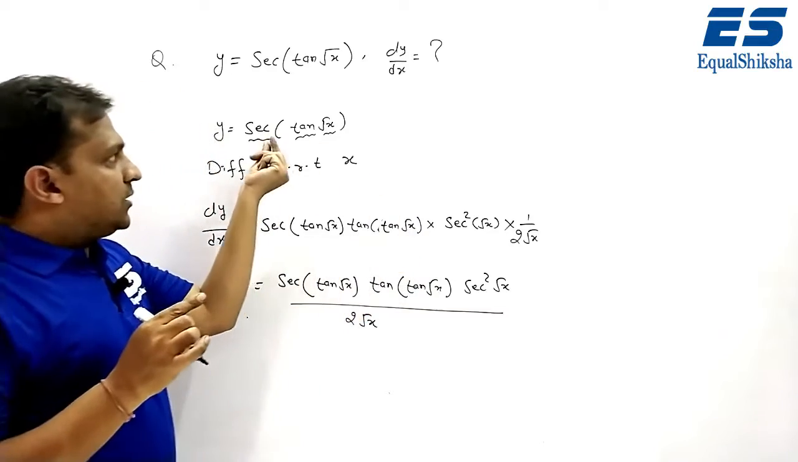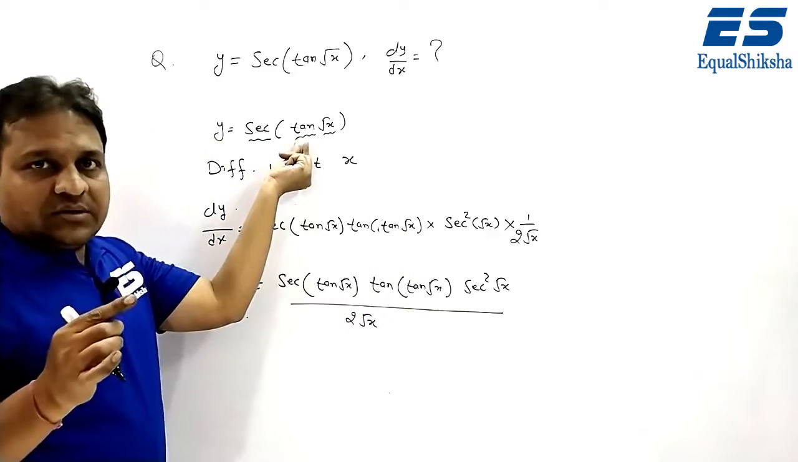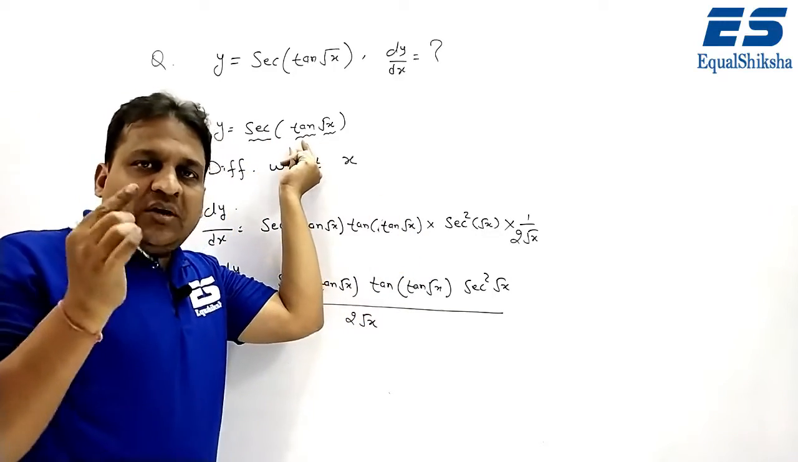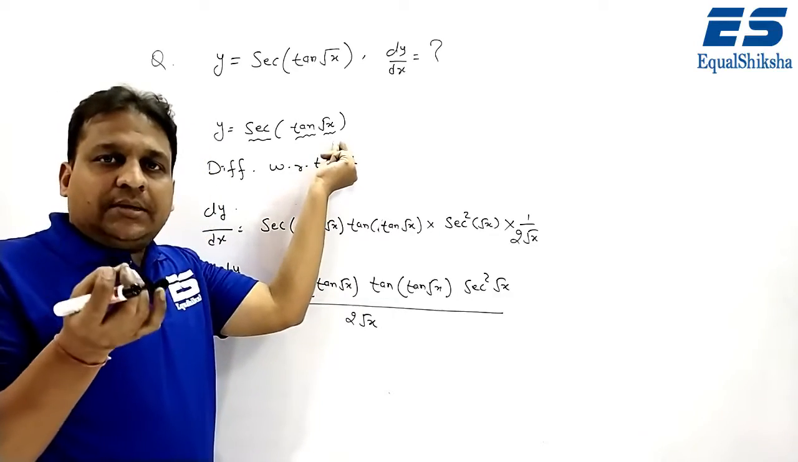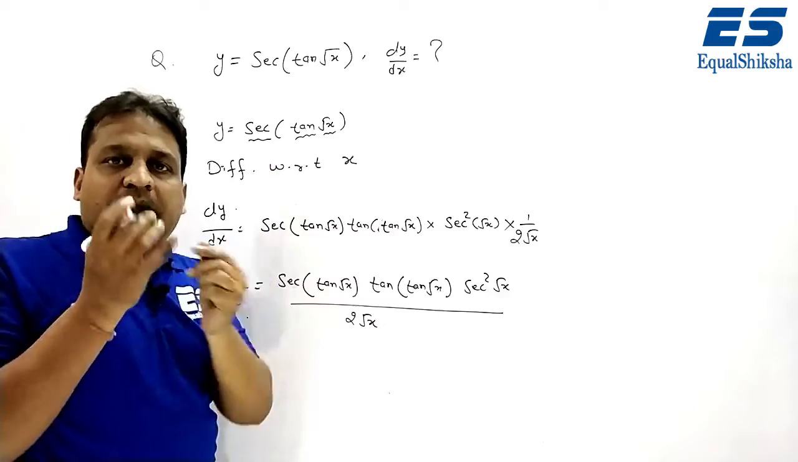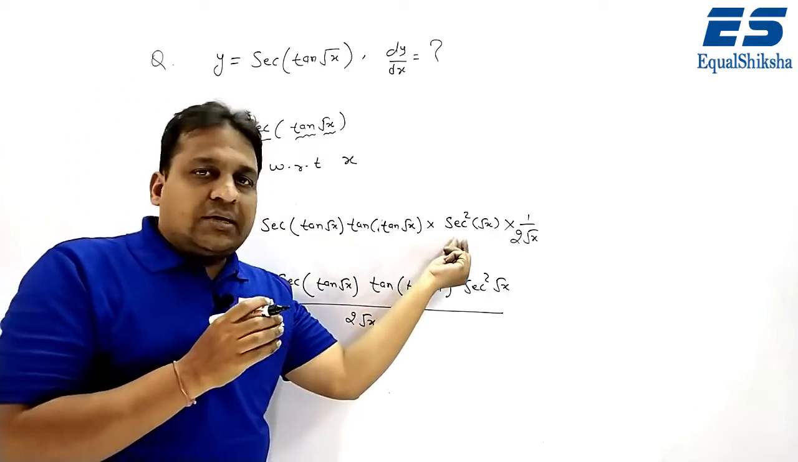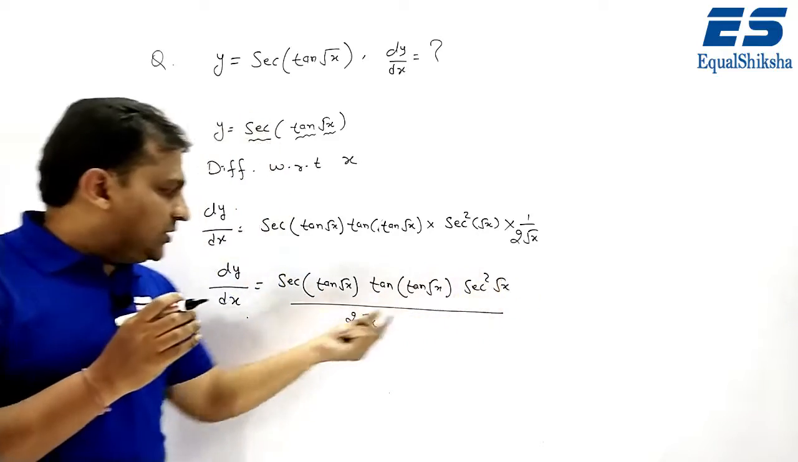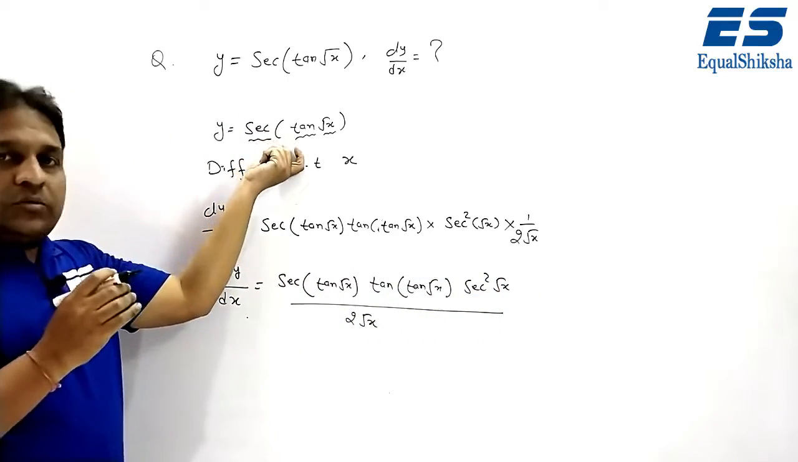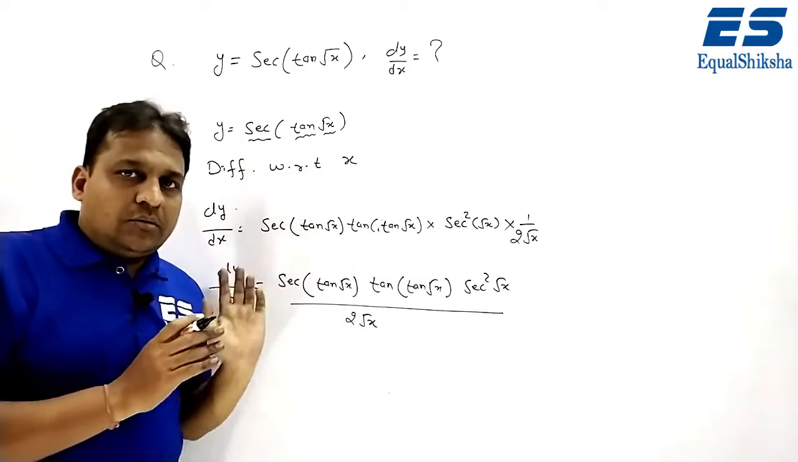Then we will differentiate the second function. The second function is tan, and for tan differentiation is sec square and the remaining function will be considered as x. So here root x will be considered as x. So there will be sec square root x. Then we will differentiate the third function. So this is the final answer for this question. Is it clear? Note down.